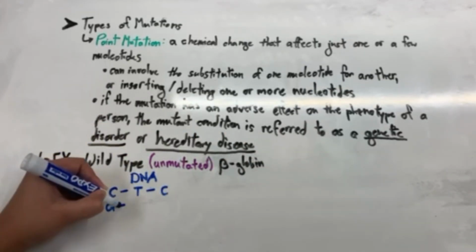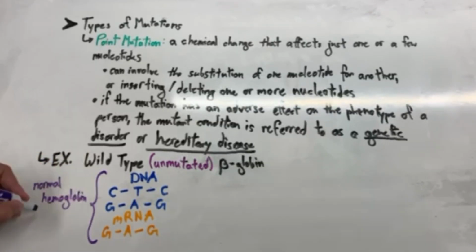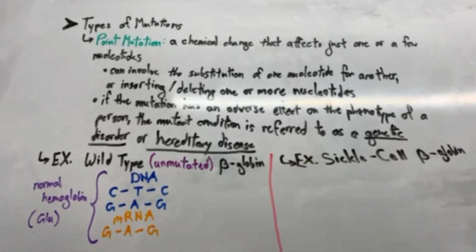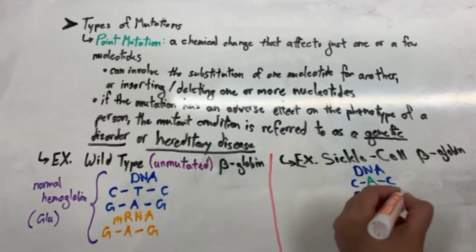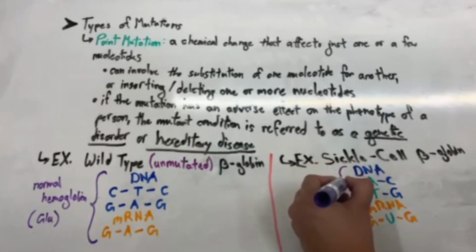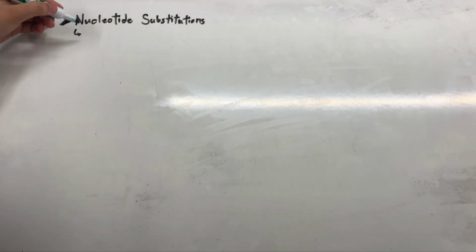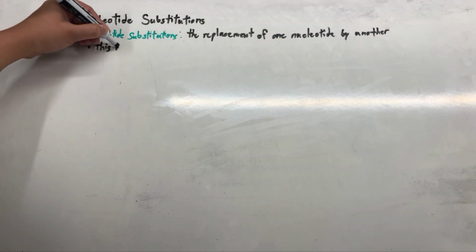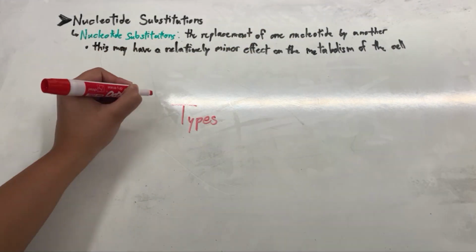If the mutation has an adverse effect on the phenotype of a person, the mutant condition is referred to as a genetic disorder or a hereditary disease. For example, tracing the genetic basis of sickle cell disease to the mutation of a single nucleotide pair in the gene that encodes the beta-globin polypeptide of the hemoglobin. Now, let's dive into the nucleotide substitutions a bit more, which is the replacement of one nucleotide by another, and may have a relatively minor effect on the metabolism of the cell.